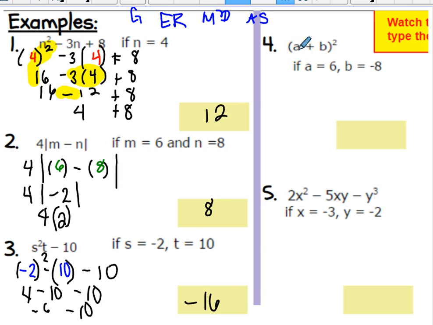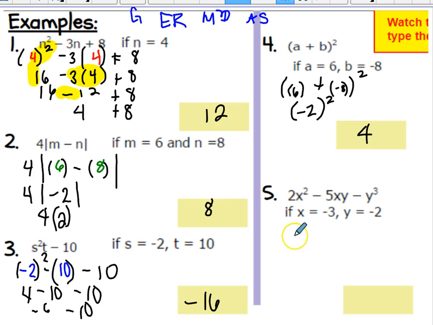Looking at number 4, we've got the quantity of a, and a is 6, plus b, and b is negative 8, and we want to square all of this. According to GERMDIES, we've got to do grouping first. So in grouping, we have 6 plus a negative 8, and that's going to give us negative 2. And then we've got to square that. The only thing we have to do is exponents now. So we square negative 2, and that means negative 2 times negative 2, and that is positive 4.